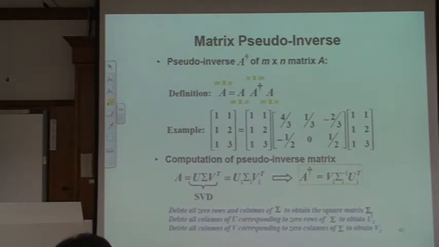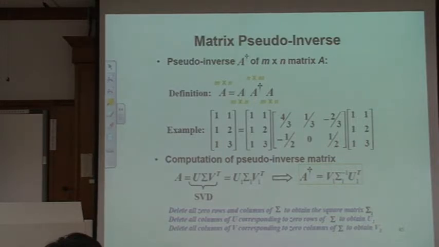Okay. Now we talk about another different definition of matrix. It's called matrix pseudo inverse. The pseudo inverse matrix of A is equal to the following definition here. You see, if the original matrix A is an M by N matrix, then its pseudo inverse is N by M. This is the definition of the pseudo inverse of A.